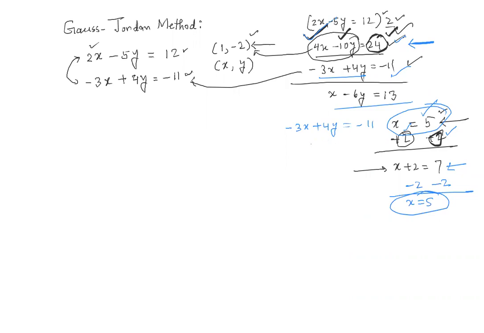But if I add 4x minus 10y to the left and 24 to the right, that's equivalent, because these two things are equal. I'm adding the same thing. In an equation, you can add the same thing to both sides, subtract the same thing from both sides, multiply both sides by the same number except for 0, and divide both sides by the same number except 0. These are the basic properties of an equation.